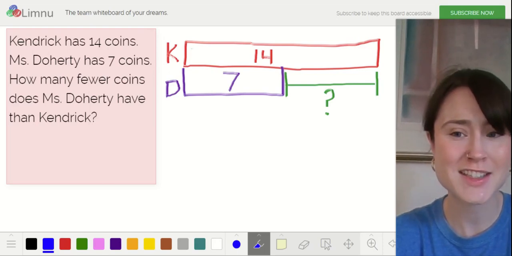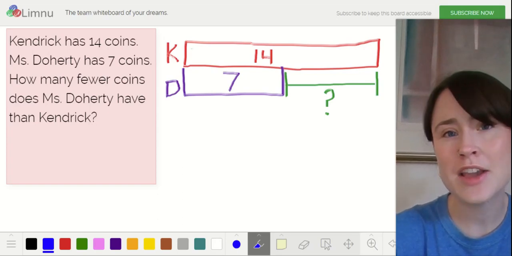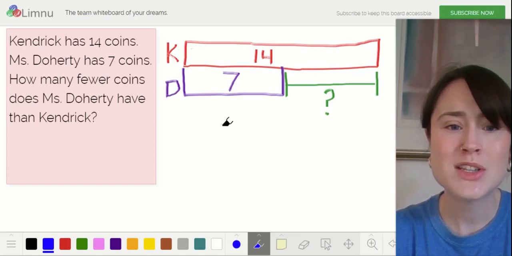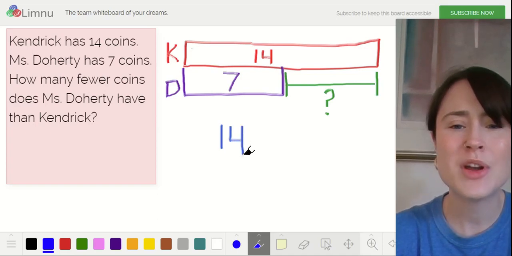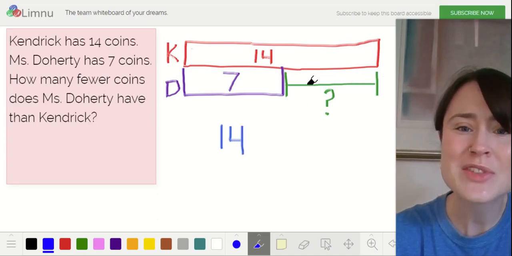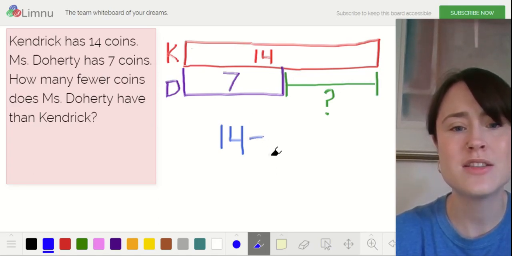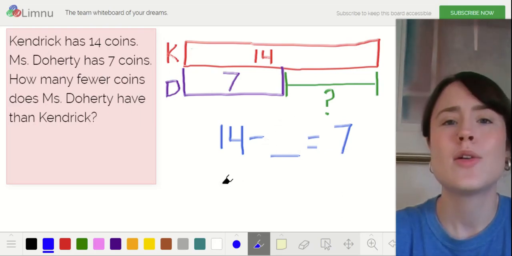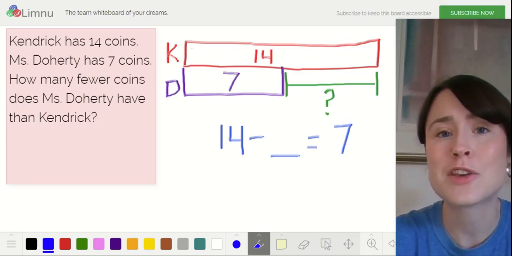All right, let's check our number sentences together. You could write an addition number sentence, but this time, since we're talking about how many fewer, I think I want to write a subtraction number sentence. So I'm going to start with Kendrick's value of 14, and then I'm wondering, how many do I have to count backwards or take away to get to Miss Doherty's value? So 14 minus something equals 7. I wonder what this part is. Go ahead and use a strategy like counting backwards or counting on in your brain to figure out that missing part.